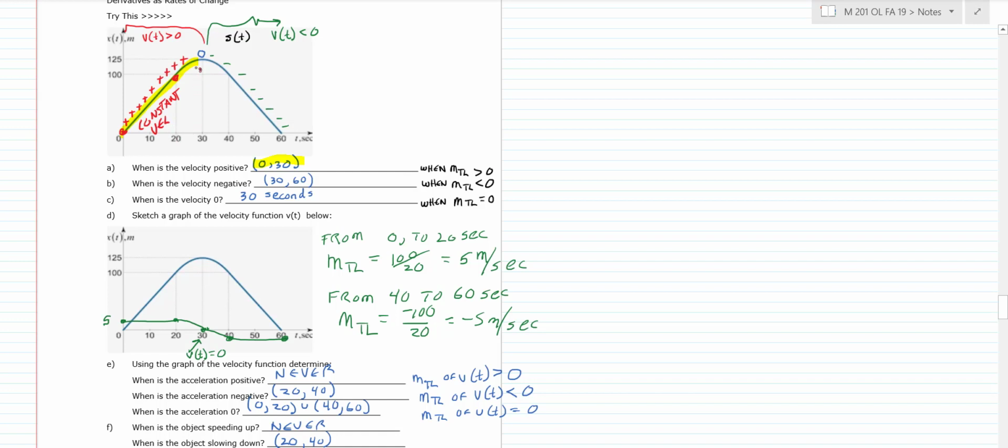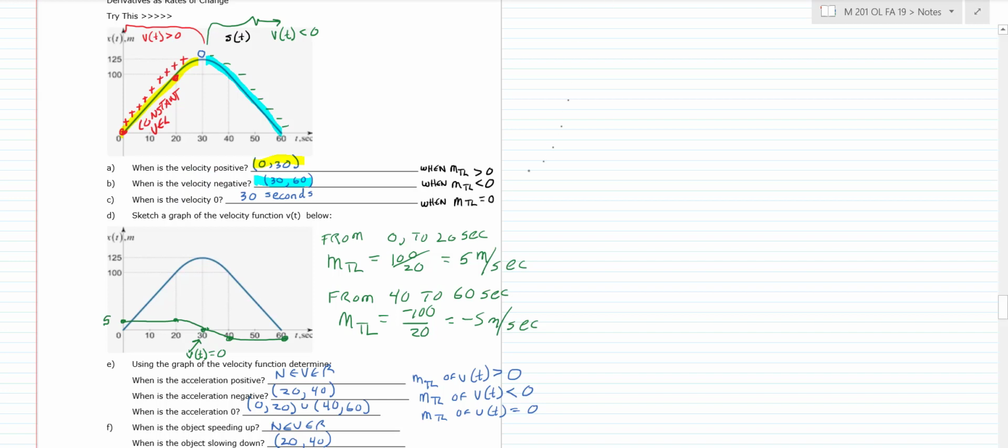Then the only place where the tangent line is 0 would be at 30 seconds, so that's when the velocity is 0. And then the velocity is negative from here to here. So you have negative sloping tangent lines from there to there. Okay, so for the velocity, you're looking at the slope of a tangent line of a position function. So we have positive sloping tangent line, 0 sloping tangent line, negative sloping tangent line. So that's how we know this, okay?